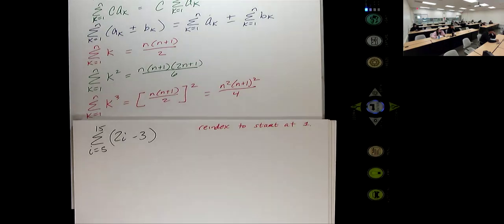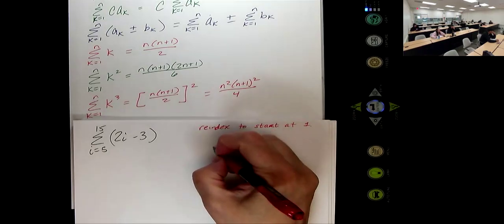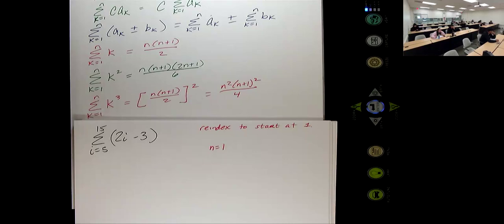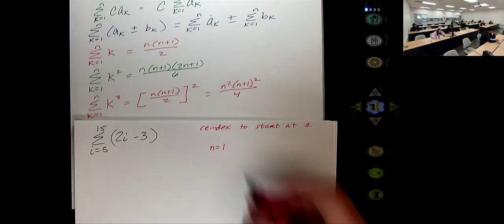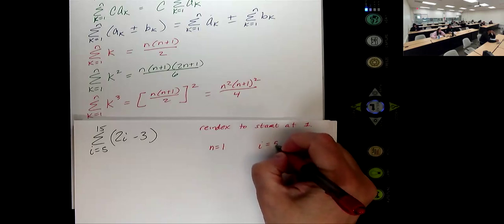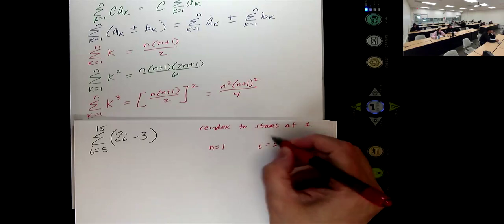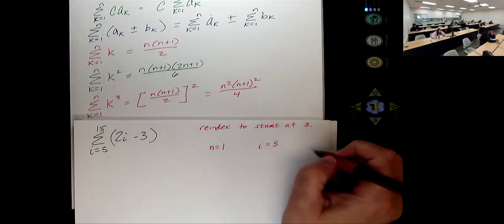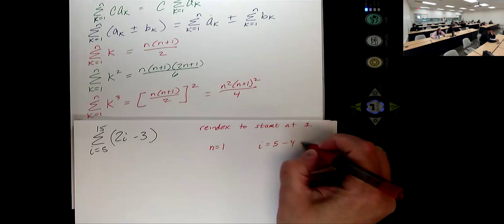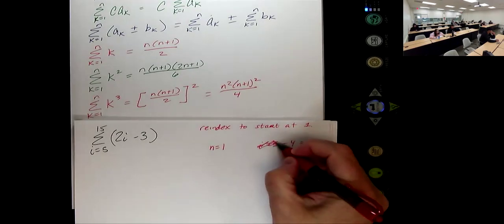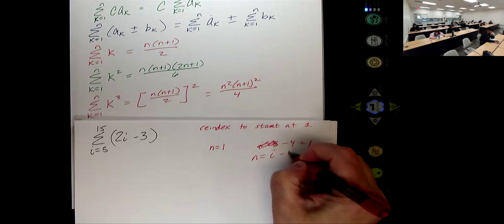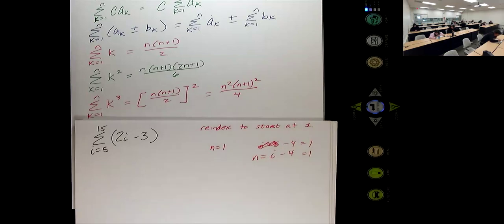So how can I go about doing this? I wanna restart, let's say I wanna have an n equals 1 to start with. What do I gotta do with the i to get there? I gotta subtract 4, right? 5 minus 4 would get us down to 1. A better way of writing that is n equals i minus 4, which would give us a 1.